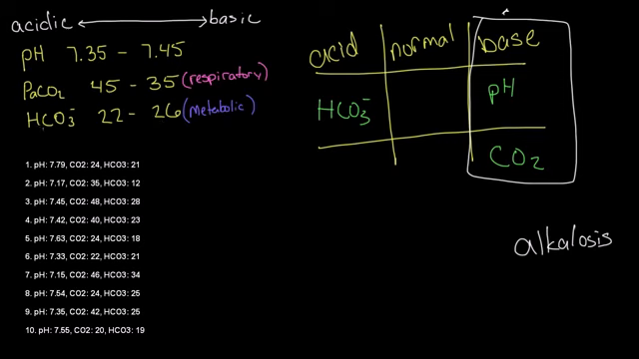Now we need to look to see which parameter made up our tic-tac-toe. In this case it's CO2, and remember CO2 is a respiratory value. So we are in respiratory alkalosis. And then we need to see the opposite parameter. So in this case we use the respiratory parameter to make our diagnosis. So we look at the opposite parameter, in this case our metabolic parameter, and which column it's in. It's in the acid column. So this means we are partially compensated.